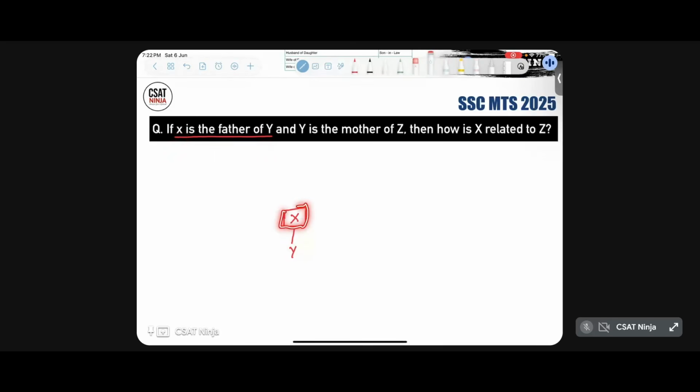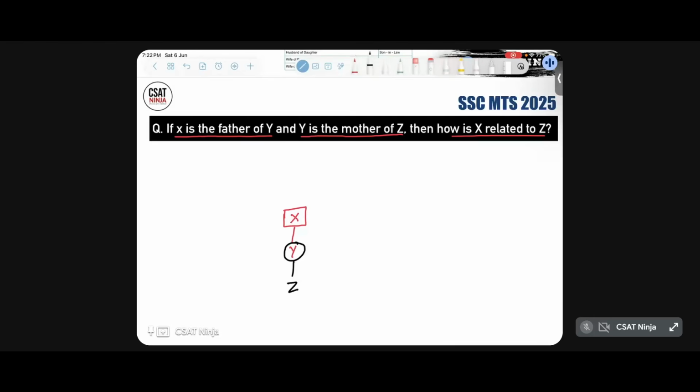Remember, we don't know the gender of Y. In this case, I don't know the gender of Y. That's the reason why I'm just leaving it as it is there. The next statement says, Y is the mother of Z. That means Y here, now I know the gender. Y is the mother of Z. Then what is asked? How is X related to Z?